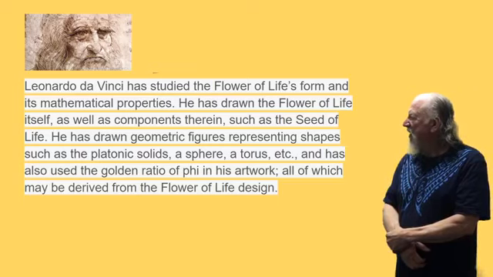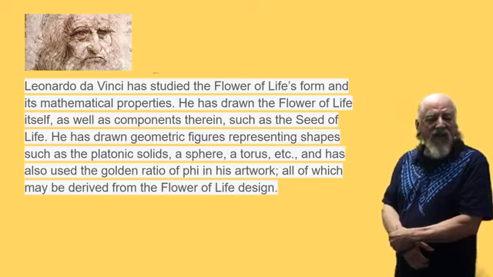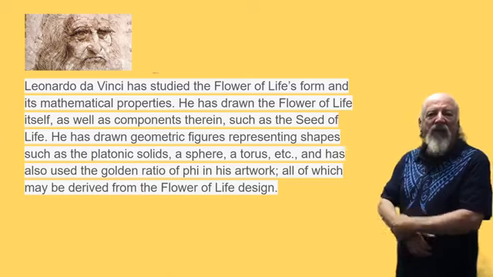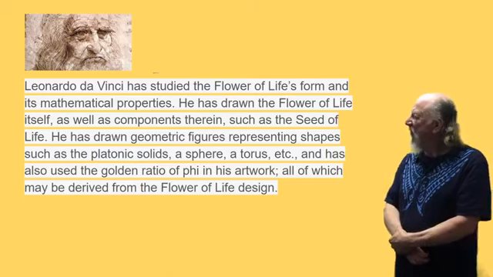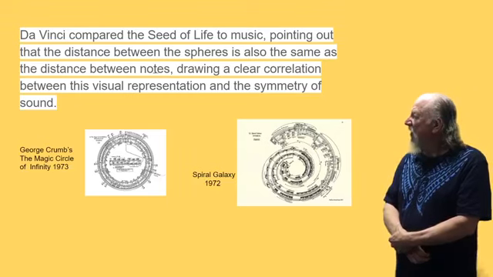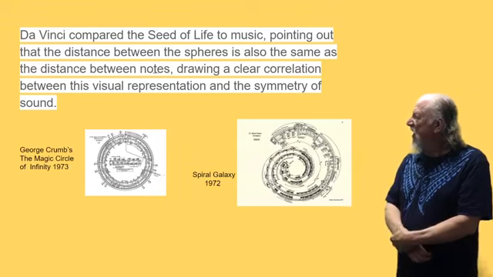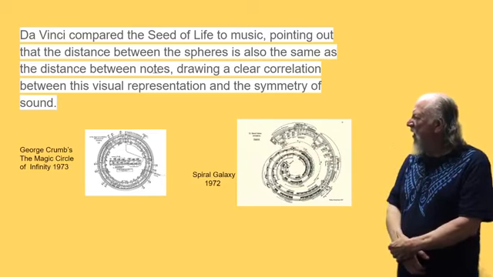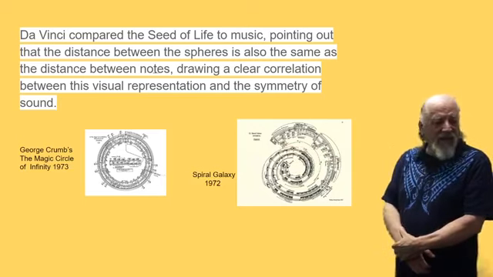So he used the phi ratio in a lot of his artwork, which makes it beautiful and symmetrical. Next. And he also discovered a relationship to music, pointing out the distance between the spheres is also the distance between notes. And this is some artwork by George Crumb at the bottom here. Next.